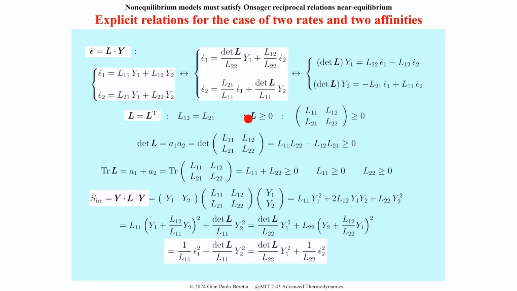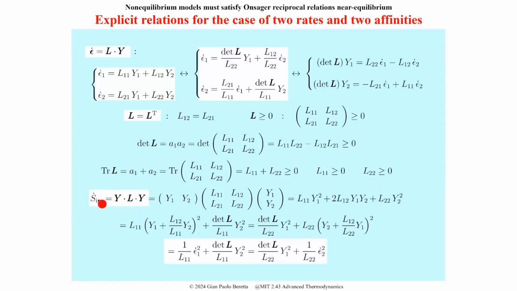Now, when a matrix is positive semi-definite, it means that the elements on the diagonal are non-negative. It means that the eigenvalues are non-negative. Therefore, also the product of the eigenvalues, which is the determinant, is non-negative. The sum, which is the trace of the matrix, is non-negative, and so on.